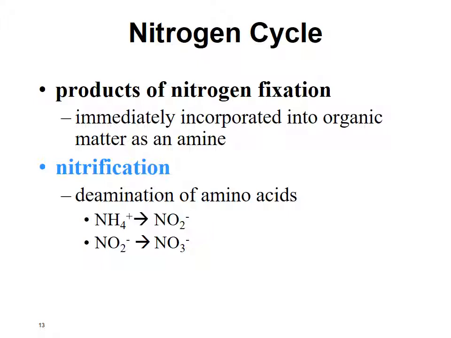The products of nitrogen fixation are immediately incorporated into organic matter as amines. Nitrification involves the deamination or removal of amine groups from amino acids. Ammonium is converted to nitrite, and nitrite is converted to nitrate. So this involves a two-step process.